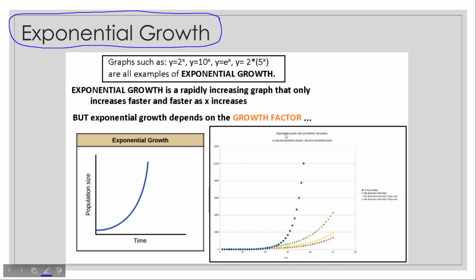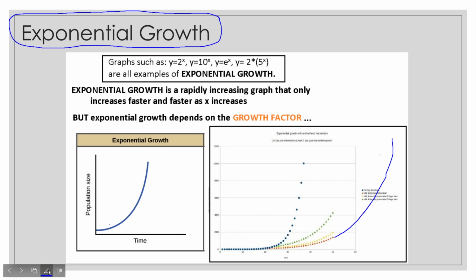Now, exponential growth does all behave in that way, but some exponential growth is faster than others. For example, let's look at these different graphs over here. These are all actually parts of exponential functions. This one, if you kept going, maybe it would eventually start looking like what you would imagine. But it's not quite there yet. The growth factor of this exponential function is much less than this one.